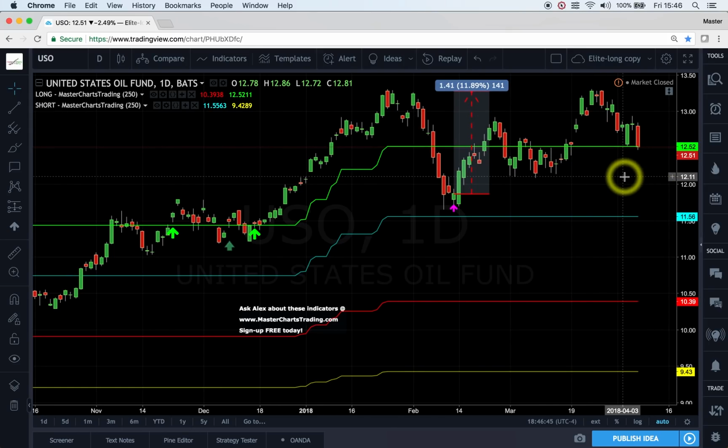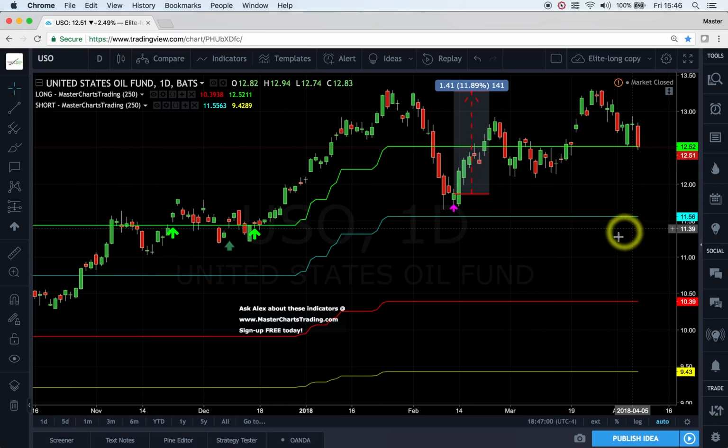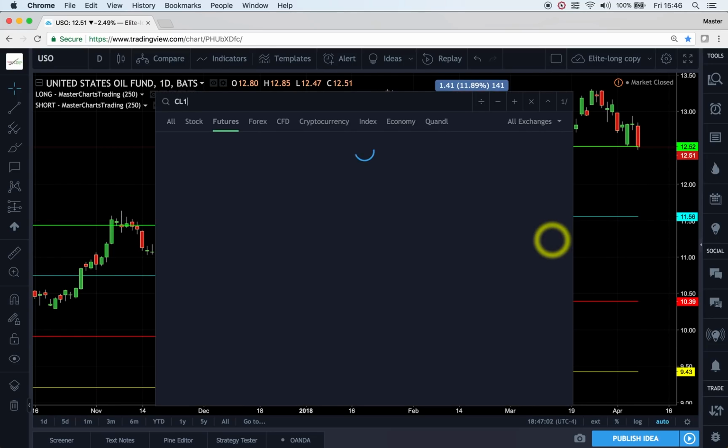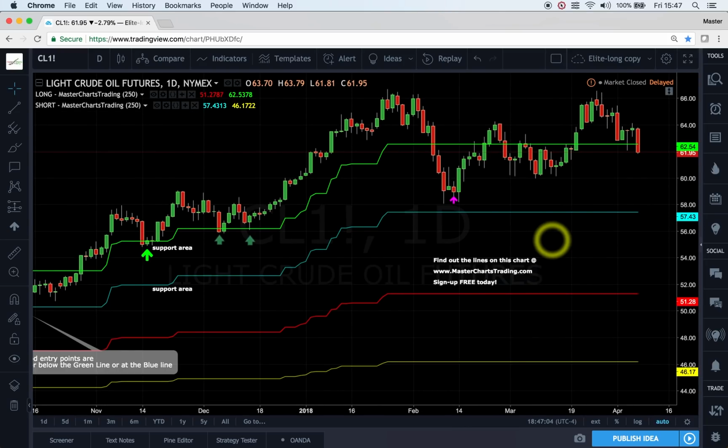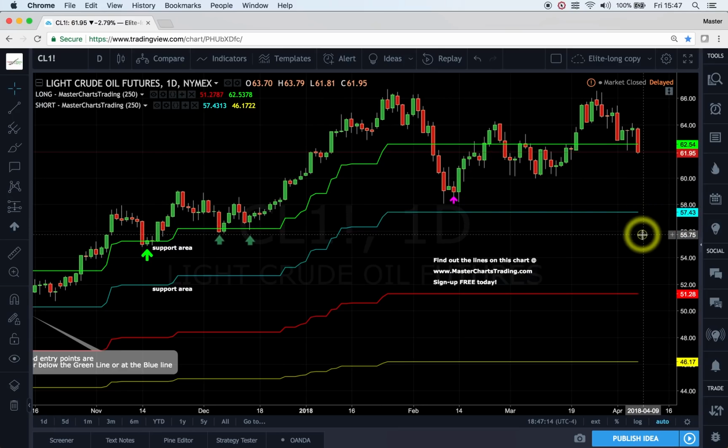Right now I'm reluctant to enter on the long side. I want to see a deeper pullback for USO and US oil. So maybe a pullback to around this blue line, around 50. Now, if we get a pullback of that magnitude in oil, then here's light crude oil futures, and we could see oil drop to like 57.40 or so.